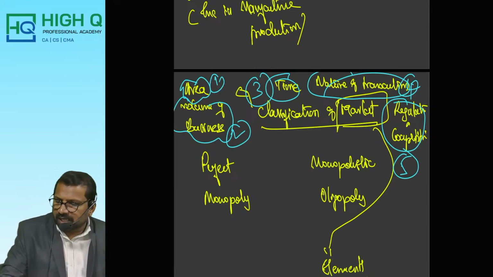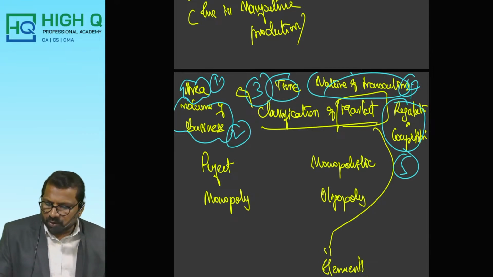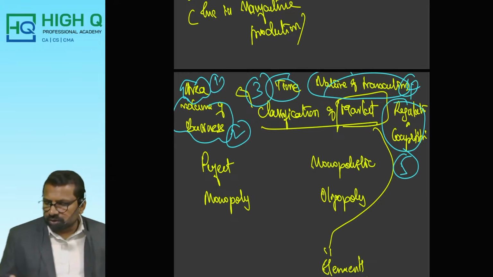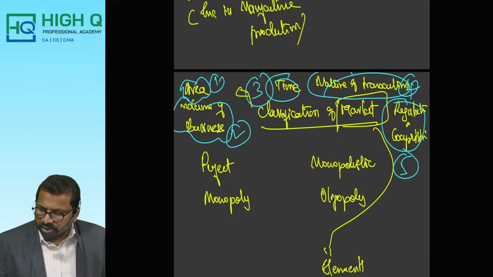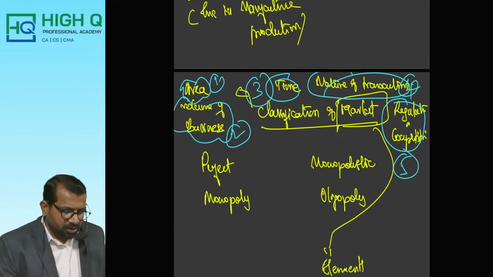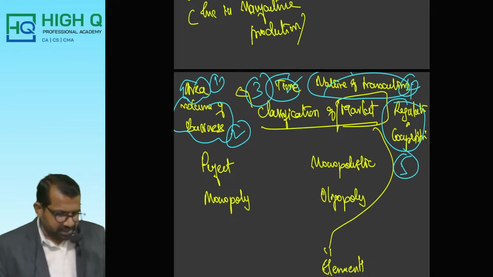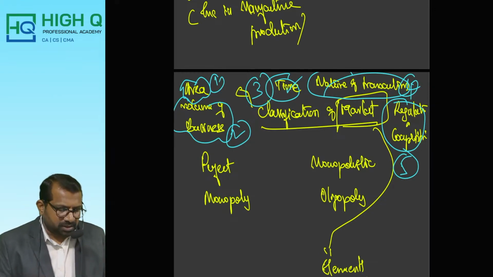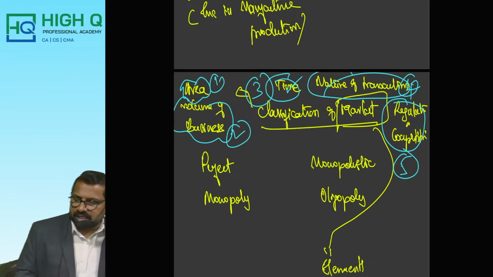Area means local market, regional market, national market, international market. Volume of business is nothing but wholesale and retail. Time period: very short period. Perishable goods come under the short period, for example vegetables. Short period, very short period, long period and very long period come under time. Fourth one, nature of transaction: spot market as well as future market. Goods that are physically transacted on the spot are called the spot market. Contracts on a future date are called the future market.